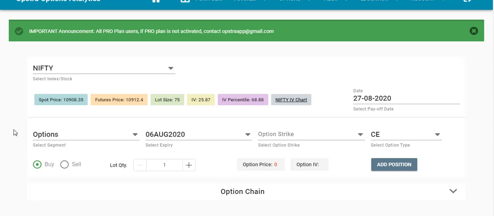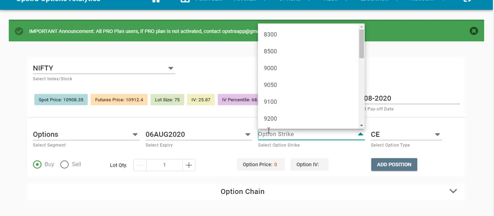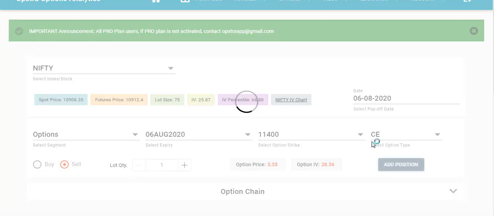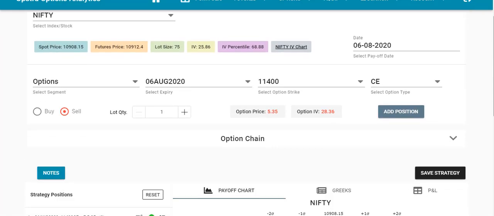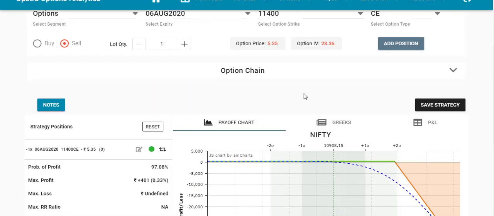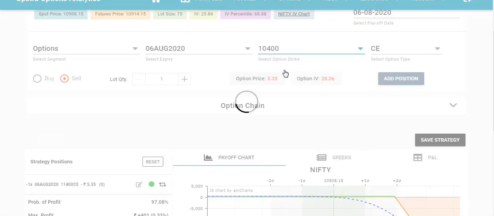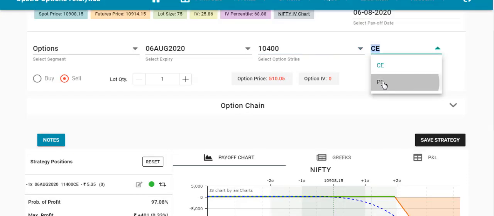So guys, let's discuss this strategy in practical mode, and I will show you. First of all, suppose Nifty is running at 10,900. This is the current spot price, and we'll take the 500 point difference. So 11,400 is the call, and we need to sell this. For the short triangle, we need to sell a call and a put. We have already sold the call, so now we need to sell the put.